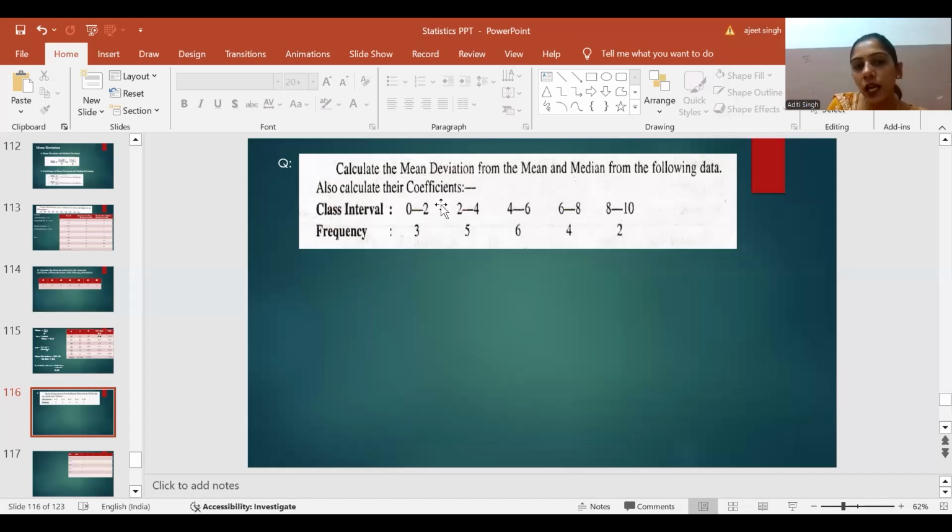So in this question, class interval is given 0 to 2, 2 to 4, 4 to 6, 6 to 8, and 8 to 10. For this given class interval, frequency is given 3, 5, 6, 4, and 2. As we have already done while calculating mean, we first have to calculate the mid value of the given class interval, and that mid value is also known as x. So first we have to calculate the mid value of the given class interval.